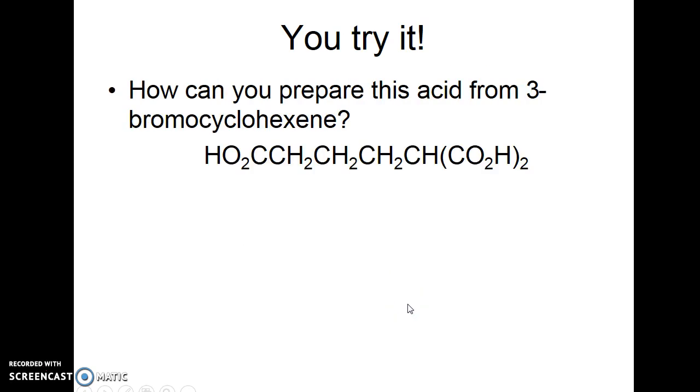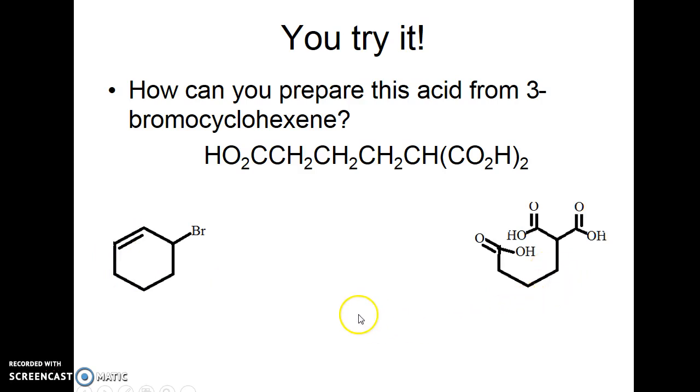So how can you prepare this acid from 3-bromocyclohexene? Well, let's first put the 3-bromocyclohexene down, and let's draw this acid so it looks more like it's in a ring. Now I can kind of see where the functional groups come from. So I can see that this is where the bromine used to be, and this is where the alkene used to be. And suddenly I think, well, this alkene could do oxidative cleavage, and this bromide, well, that could be from nitrile displacement. SN2s on the end of an allyl group are very fast.